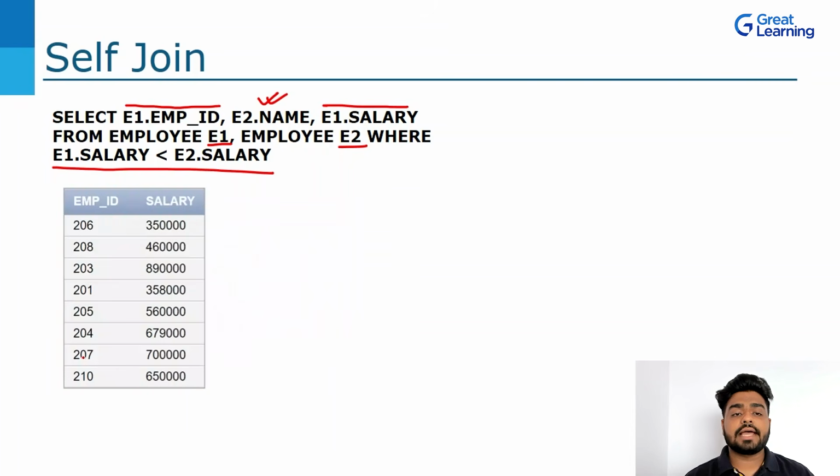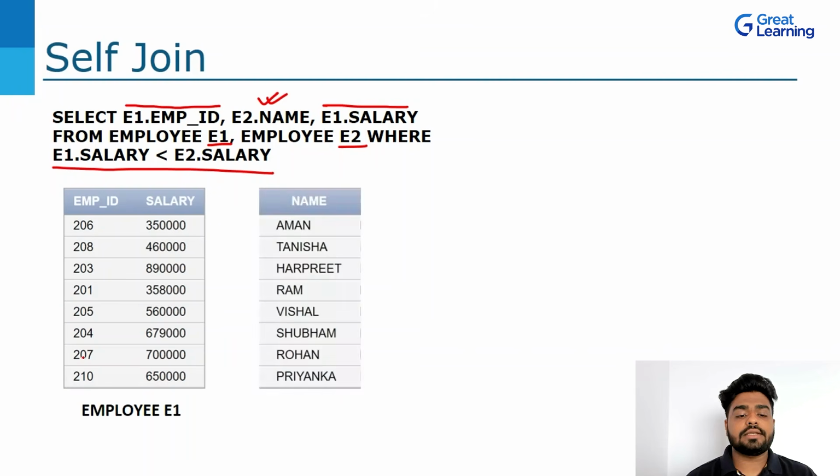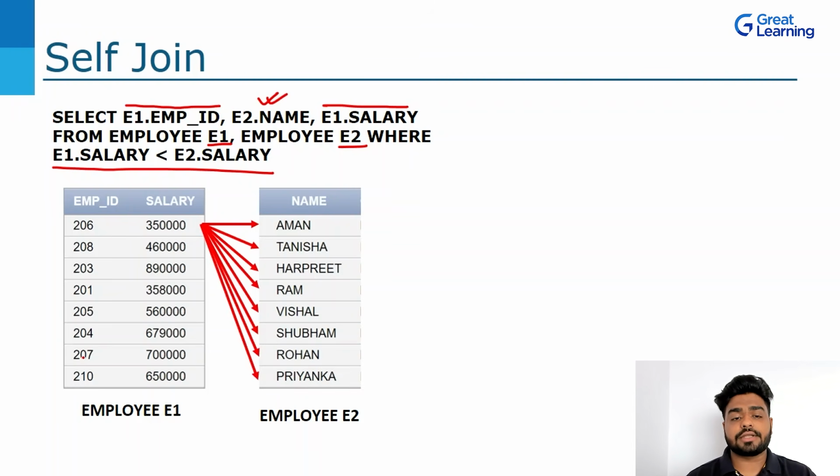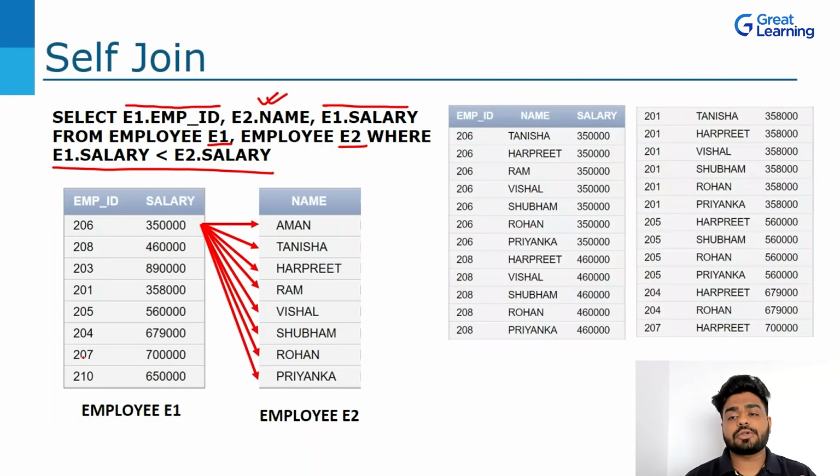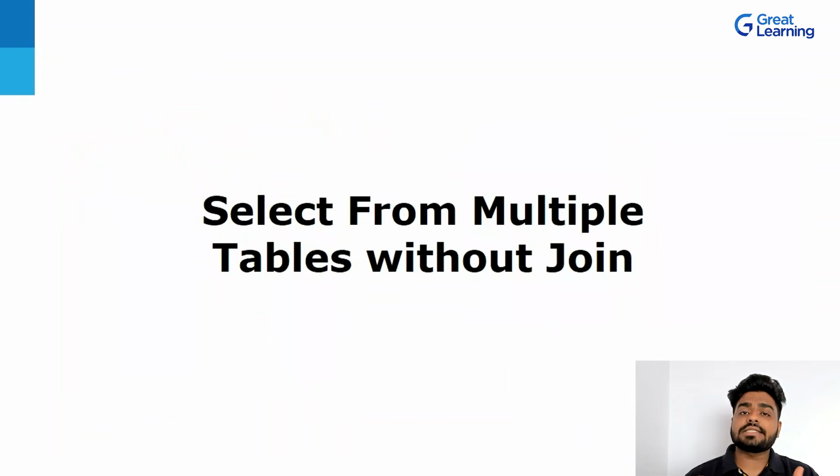If you look here, I have taken emp ID and salary from employee 1 and only the name from employee 2. All the rows from each of the tables get multiplied with each of the rows from the other table, and this gives me an output like this. We have 206 Tanisha and then 3,50,000, 206 Harpreet and then 3,50,000, and similarly for all the rows. Now we have to find where E1 salary is greater than E2 salary. That is how you actually do the self join.